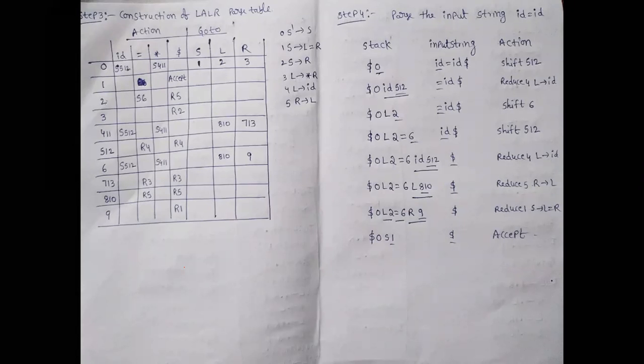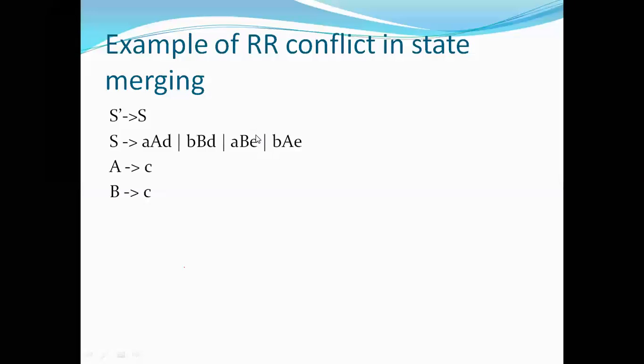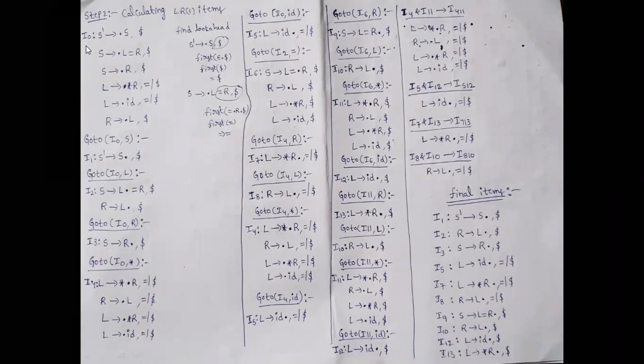Here 0 is the I0 state, then first state, second state, third state. So in calculating LALR, we are having I0 to I13. Total 14 states we are getting. Then we have to combine I4 and I11, I5 and I12, I7 and I13, I8 and I10. So we are reducing 8 states to 4 states. So total 10 states we are having.